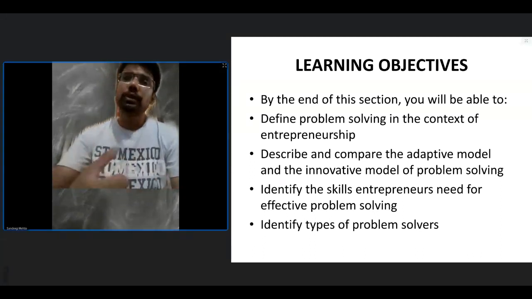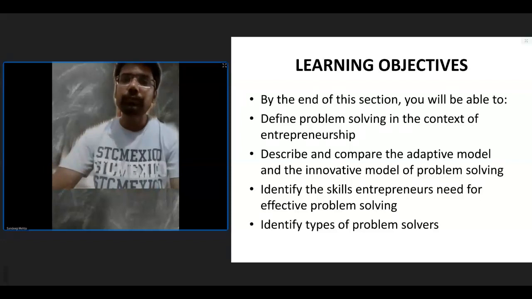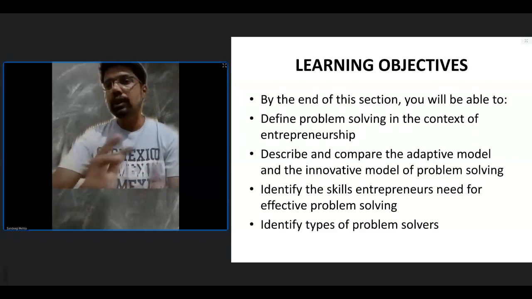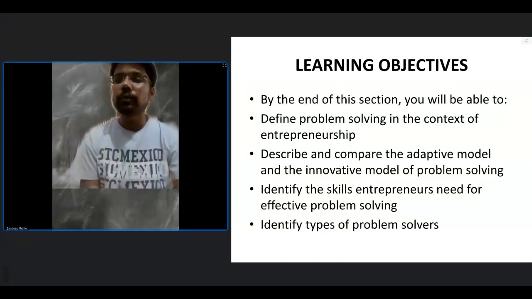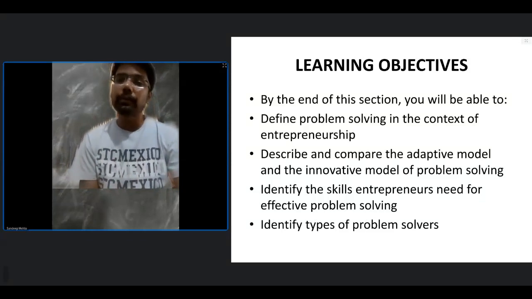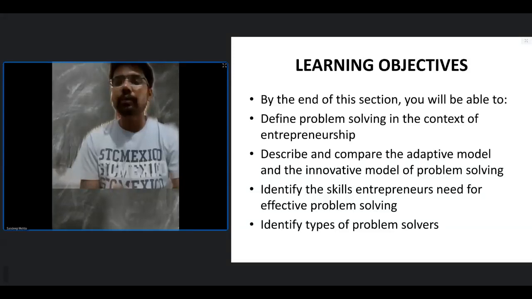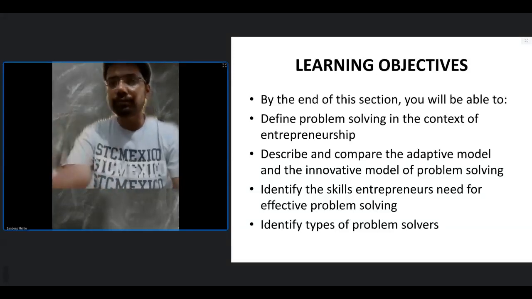The learning objectives for this session are, first, we are going to define problem solving in the context of entrepreneurship. We'll also be comparing different models, how you can solve problems from different model perspectives. We'll also be identifying the skills an entrepreneur needs for effective problem solving. And we'll also identify types of problem solvers.